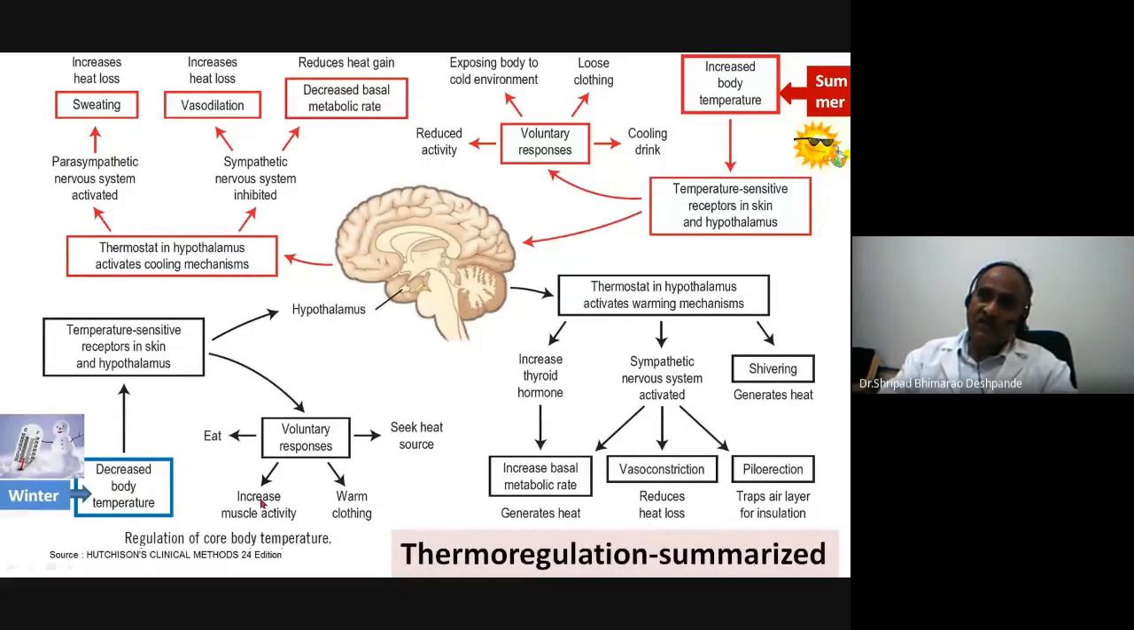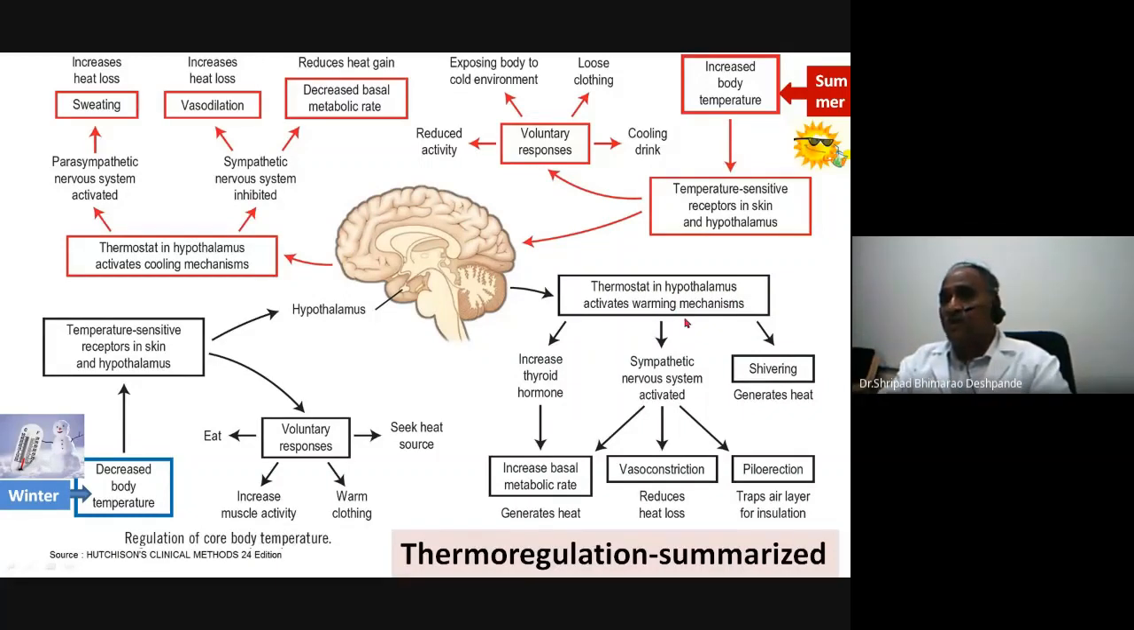Even if you are not doing it voluntarily, there is an involuntary muscle activity, muscle tone is increased, and even some amount of rigors are there. And you prefer warm woolen clothing, and you want to have a bonfire and sit in front of the heater to get the warm effect. This is the heat source there, and that is your voluntary response. This is behavioral. Now coming back to the hypothalamus, it activates the thermostats for producing warming, that is the heater. It turns on the warming mechanisms.